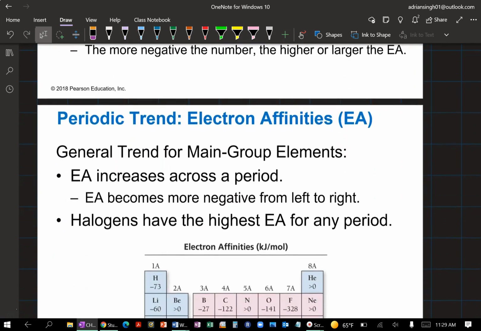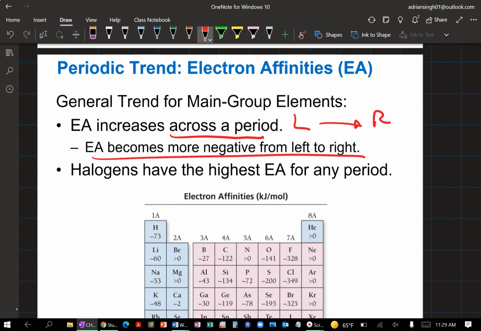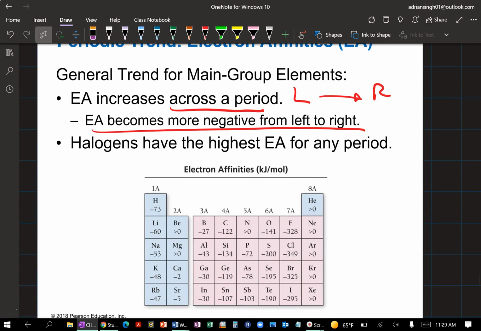And again, when we say across a period, by default we mean going from left to right across the table. Okay, we see that the electron affinity becomes more negative going from left to right. And that means that as we go from left to right, those atoms really, really want to gain those electrons, right? And if we compare the actual values, we'll see that the halogens, which are in group 7, they have the highest electron affinities for any of the groups, right?